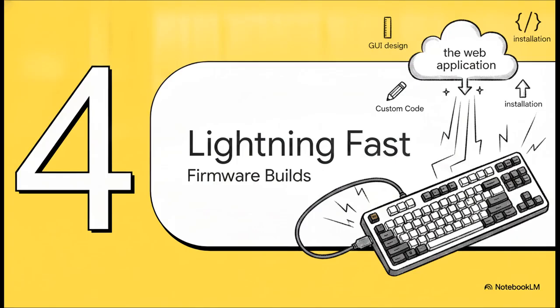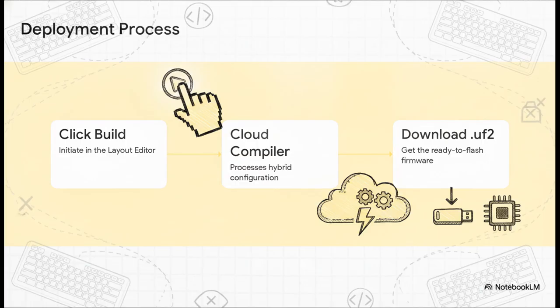Section 4. Lightning-fast firmware builds. Once your layout is perfected, it's time to actually get it onto your keyboard. And keep in mind, you've done all this design work on a seamless web application at my.moergo.com, requiring absolutely zero installation. The deployment process is remarkably simple. Step 1. Click Build right there in the Layout Editor. Step 2. The built-in cloud compiler instantly processes your hybrid configuration.